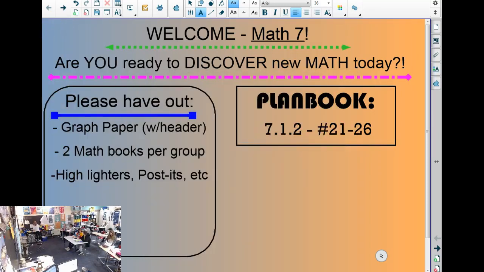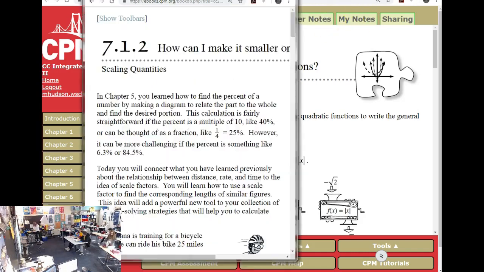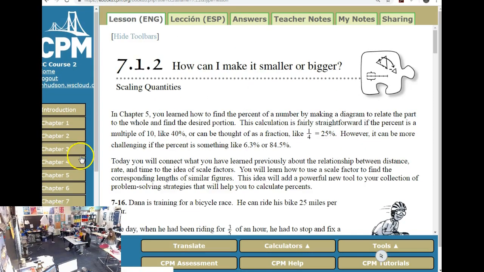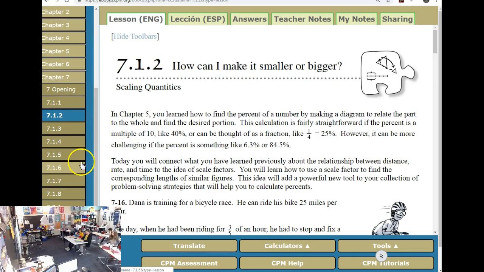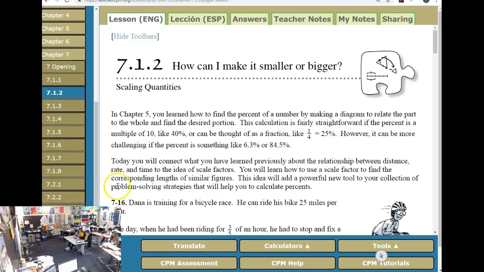So let's chat about where we're going then. That's our homework for today, right? 21 to 26. Let's clear up any confusions, because who knows, maybe I'm confused. So this is chapter 7 for CC2. You might have overheard me talking to somebody about CC3 or a different book. But yeah, we have a lot of sections in chapter 7.